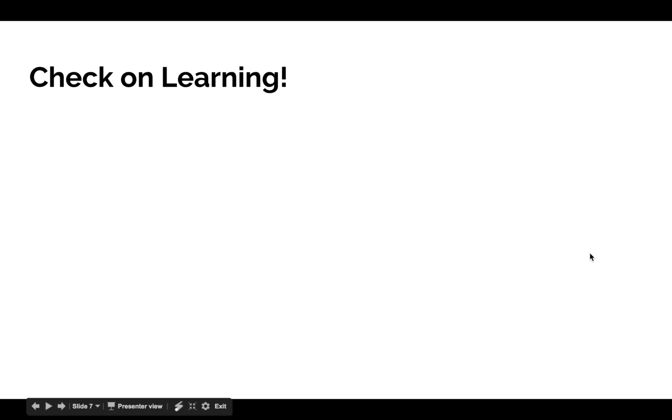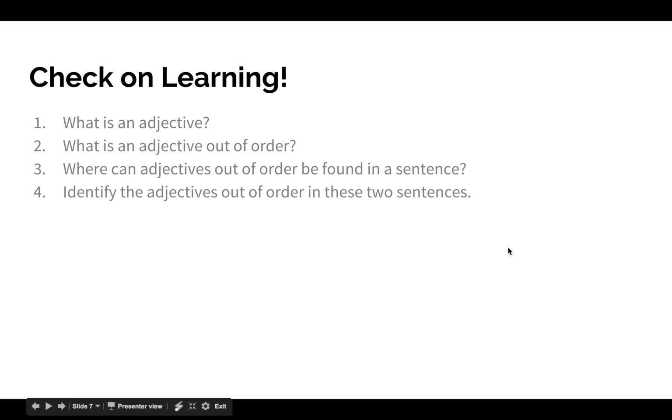I just want to do a quick check on your learning so far. Everyone should be answering these questions in their notebooks. The first question: what is an adjective? What is an adjective out of order? There's a difference here. Where can adjectives out of order be found in a sentence? Identify the adjectives out of order in these two sentences. Please write out the whole sentence and underline the adjectives out of order.